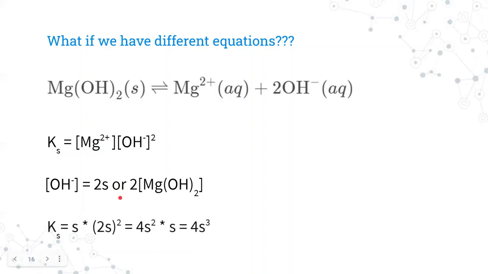And so inputting our values for our solubility product expression, we have S, which is the concentration of Mg2+, and we have 2S, which is the concentration of hydroxide. So we have 4S squared multiplied by S gives us 4S cubed. And that gives us our general expression for Ks when we have a formula like magnesium hydroxide, where not all the coefficients are equal to 1.